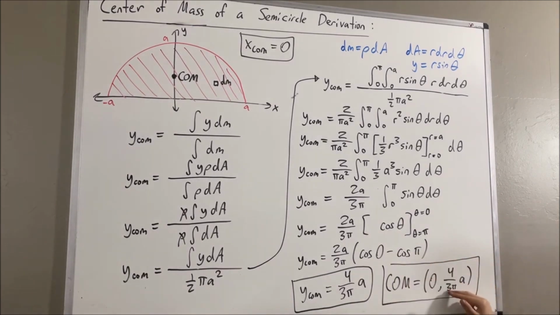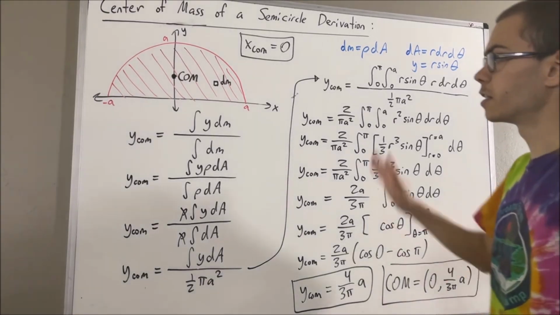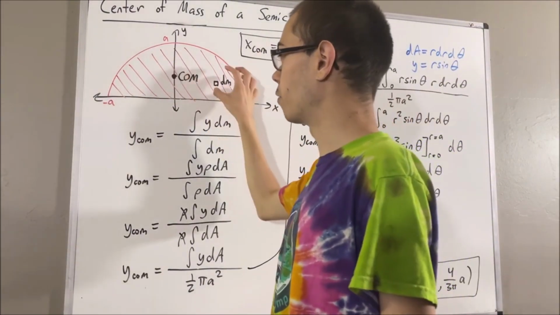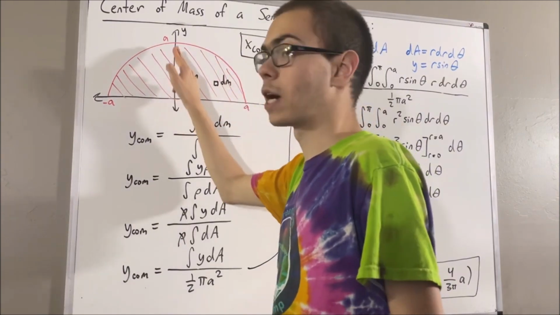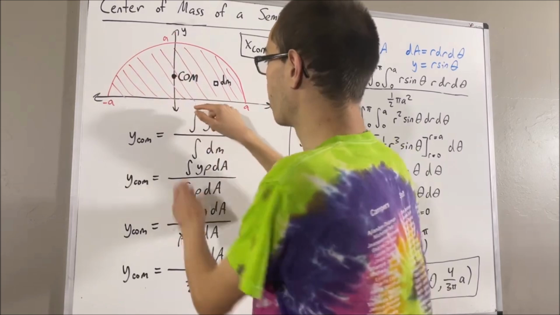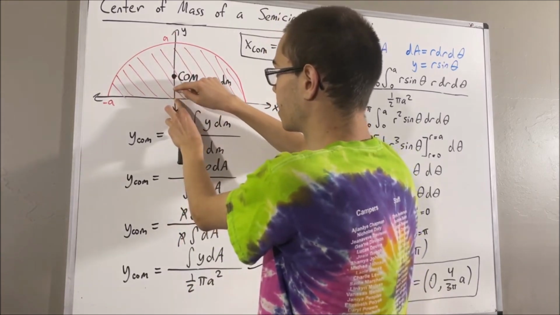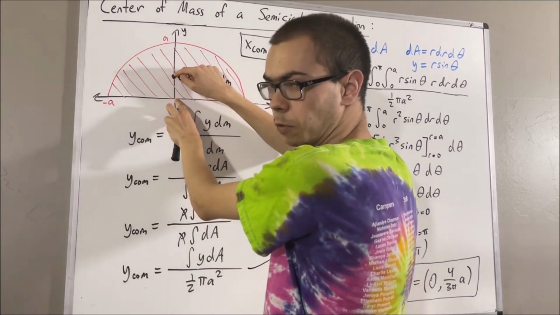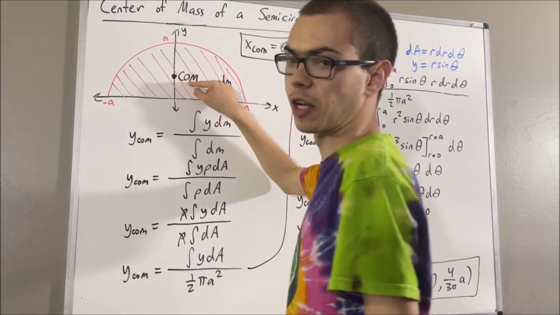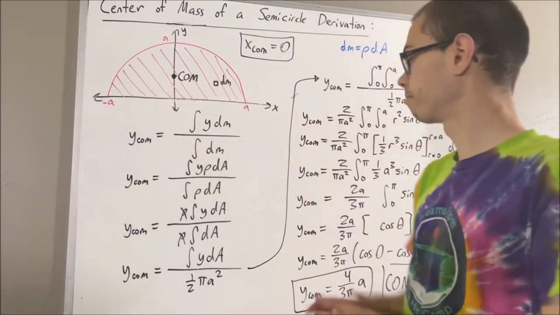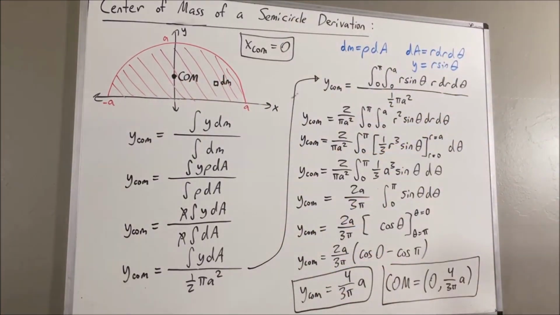And 4 over 3 pi is approximately 0.4 to 0.45, roughly around there. So to roughly identify where the center of mass of the semicircle is, let's start at the origin and move up the y-axis. All you have to do is move up the y-axis about 40% of the radius of the semicircle, and you've identified the location of the center of mass. So yeah, that's pretty much it for this video.